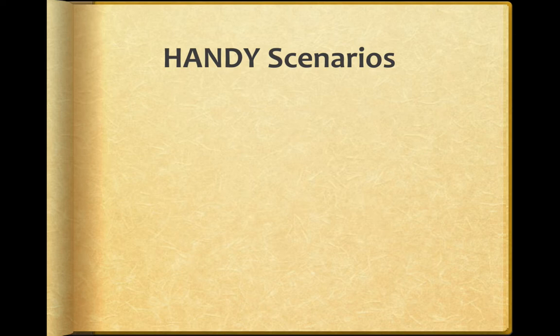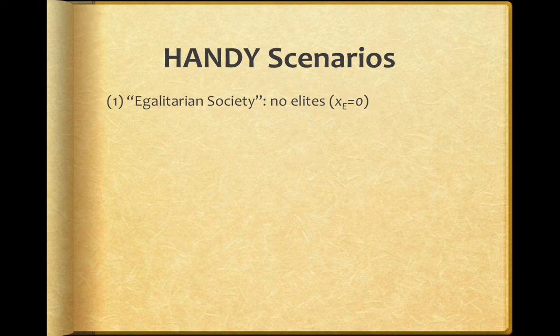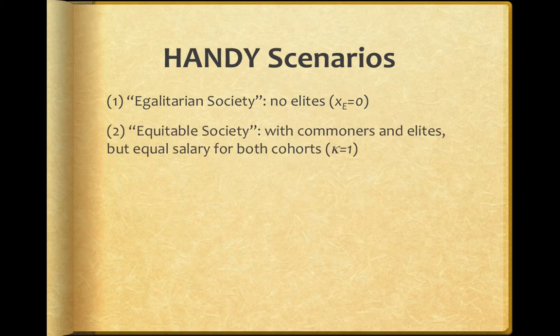So let's look at the scenarios that are described in the Handy paper. The first scenario is referred to as the egalitarian society, meaning there are no elites. Basically that x sub e is identically equal to 0. The second scenario they consider is the equitable society. In this case you have commoners and elites, but they have equal salary for both. So this kappa coefficient is equal to 1.